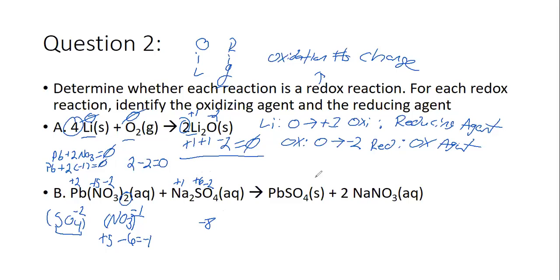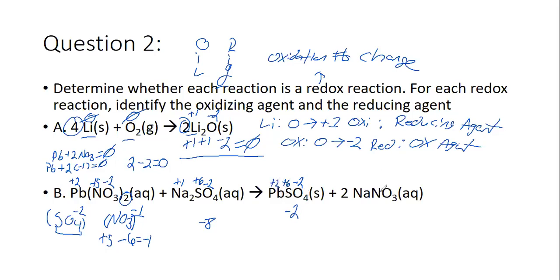Moving over to the other side, lead sulfate. Sulfate really will never change its oxidation state. So in sulfate, SO4, oxygen is always minus two, sulfur is always plus six. So the oxidation state of sulfate overall is minus two. Lead sulfate's neutral, which means lead's plus two.